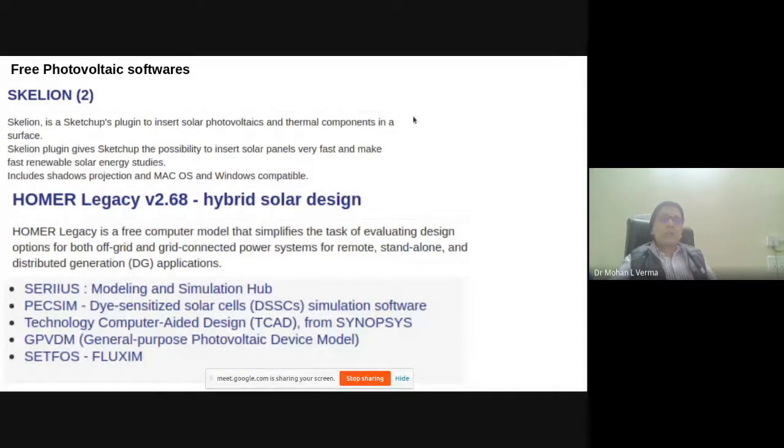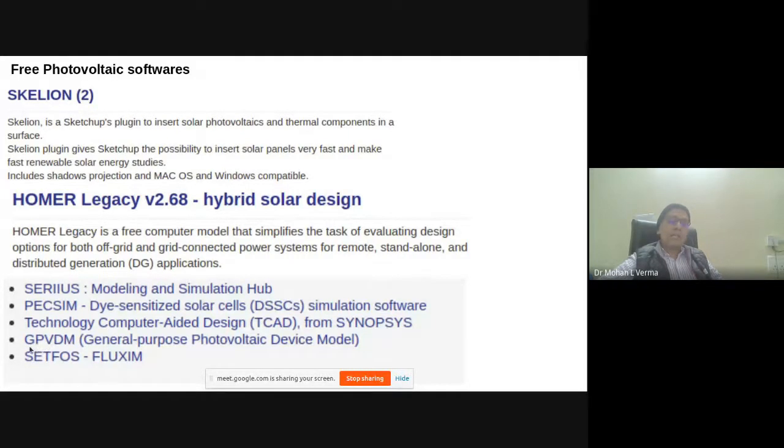And now, free photovoltaic softwares. I have mentioned you must be a good friend of Google. So for free software, just search for free software for solar cell designing using Google, and you will get a wide list. Some are Linux-based softwares, and the maximum softwares are Windows-based, and good Windows-based softwares are commercially available.